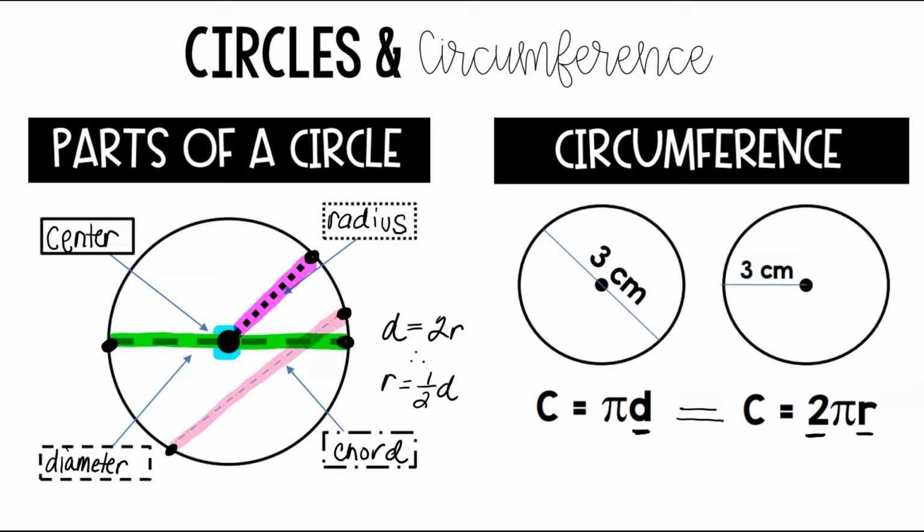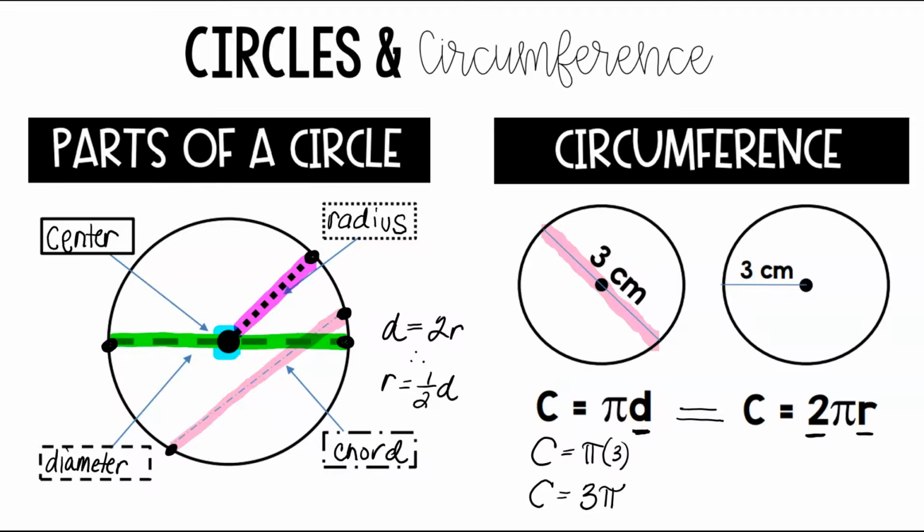In this first one, this entire segment right here is the diameter. So the diameter is 3, which means the circumference would be pi times 3. Now we normally don't write the 3 in the back, so we would write it as 3 pi.